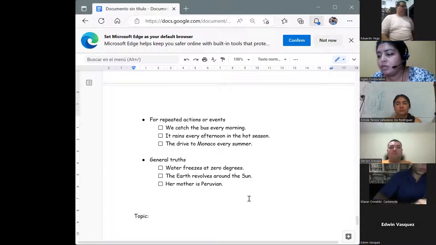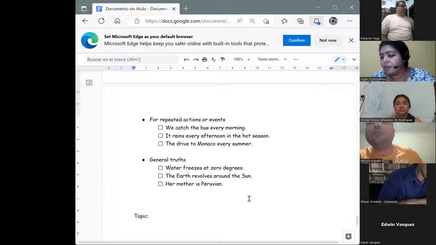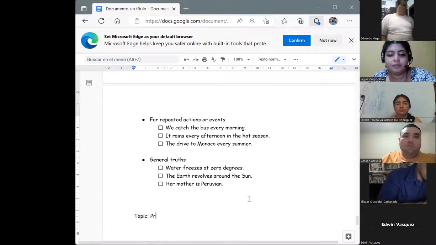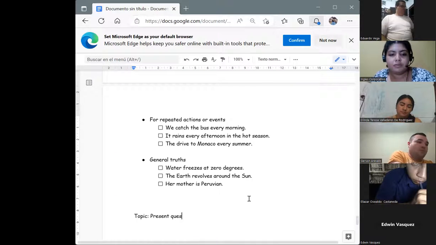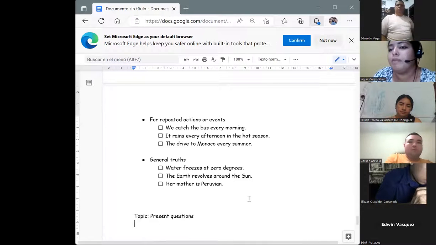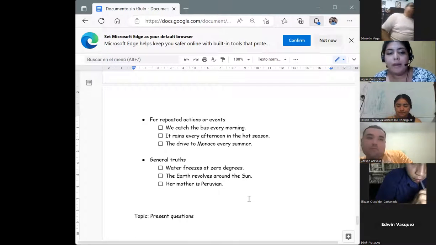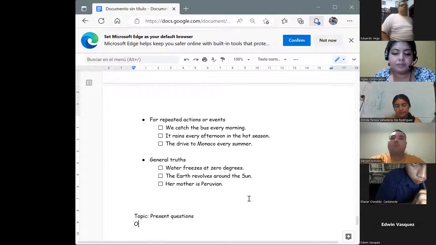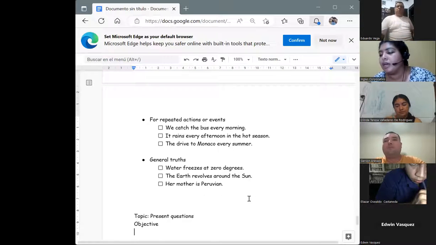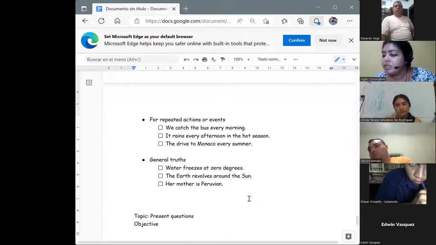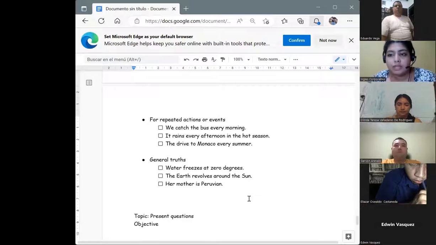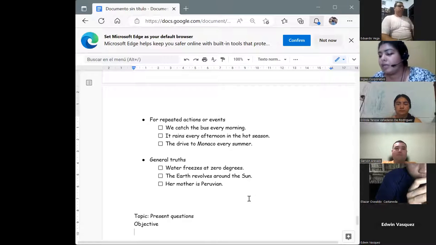And the topic for today is present questions. Preguntas en presente. That is the topic. But we have an objective. Tenemos un objetivo. And it says, by the end of this class, you will be able to form simple present questions. Additionally, you will practice a conversation about daily routines, which illustrates how this topic is used in real life setting.